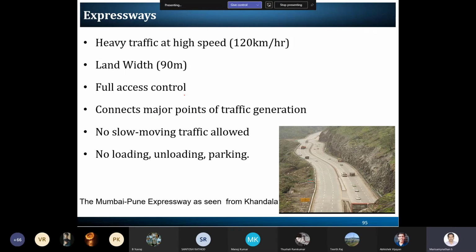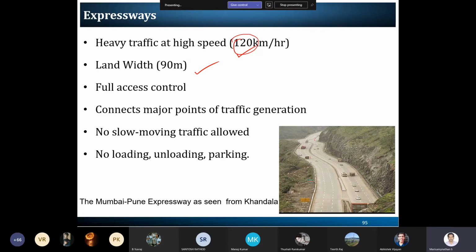In case you want to understand a little more about the classifications, the expressway basically carries heavy traffic with respect to 120 km/h. They consider a 90-meter right of way, and full access control will be there in that particular corridor when you are traveling. It connects the major traffic generators, for example two major cities or two major destinations. Slow moving vehicles are not allowed. So the 120 km/h is there.